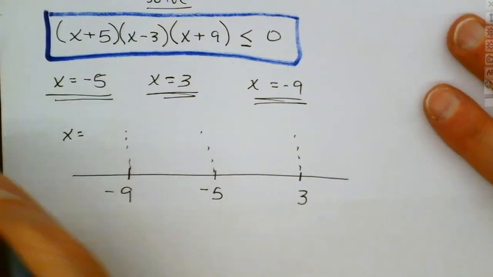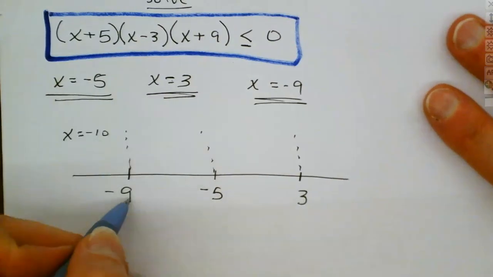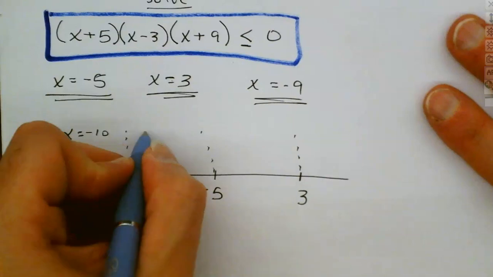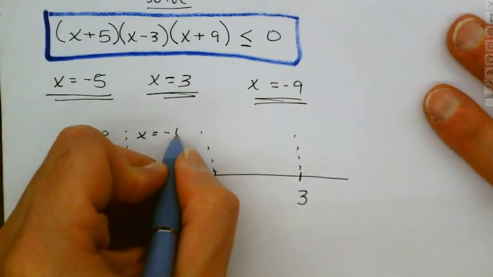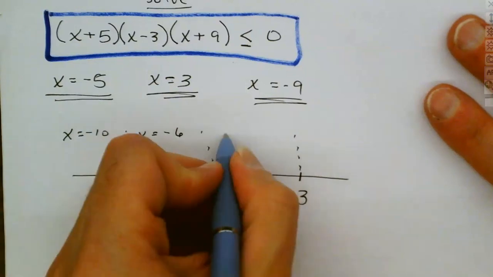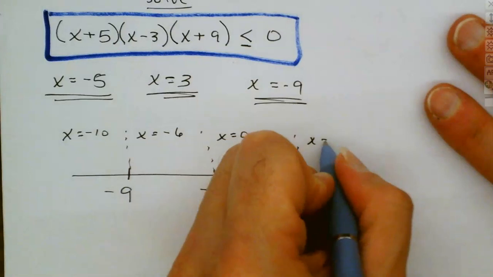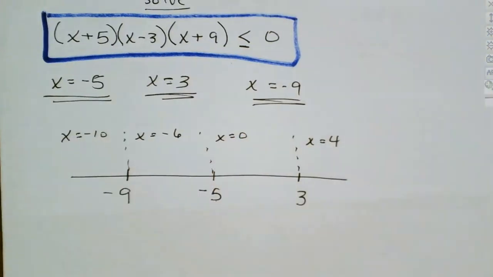I need a number smaller than negative 9, so negative 10. Between negative 9 and negative 5, you can use whatever you'd like. We can use negative 6. That'll work. Between negative 5 and 3, make it easy. Use 0. And bigger than 3, how about 4? So now we're going to go ahead and finish this out.